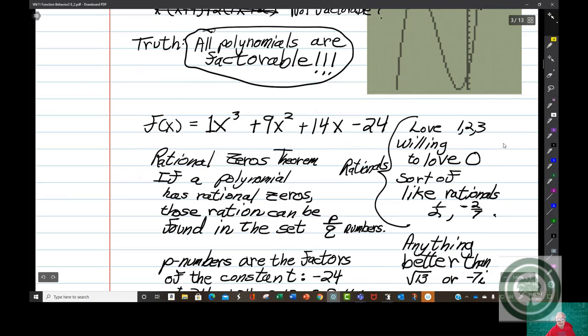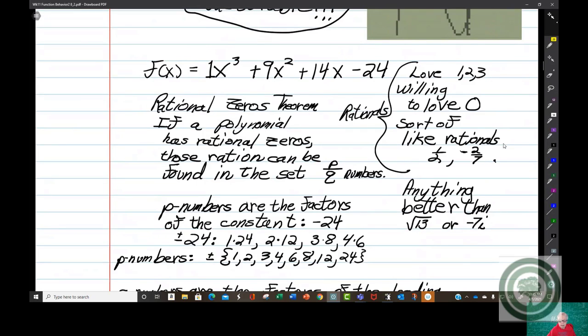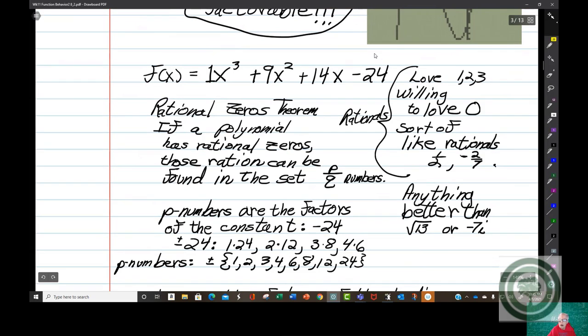So what is P? P is the factors of the constant in the very last place of a polynomial that's written correctly in descending order. See, you have degree 3, degree 2, degree 1, and constants are always called degree 0. Well, when you factor that, you get everything that's in P.